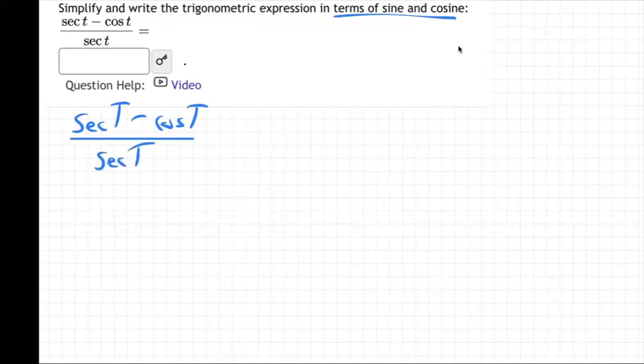I make my t's capital just so they don't look like pluses or something. Anyway, how do we do it? Well, it says in terms of sines and cosines. So we can do that. Come down here.